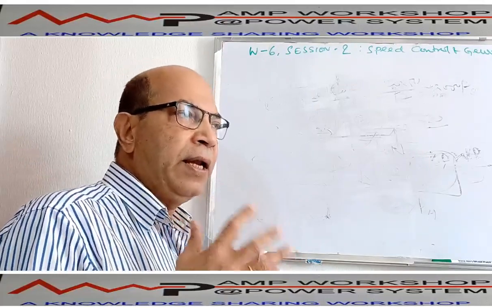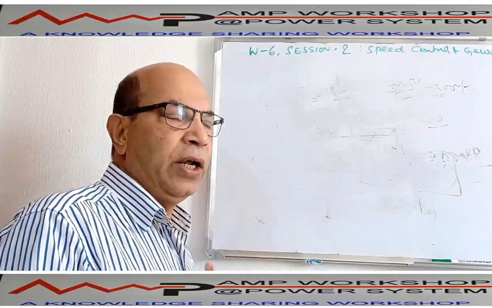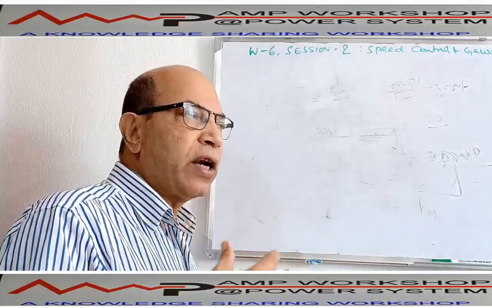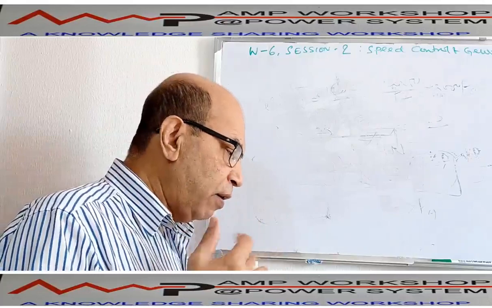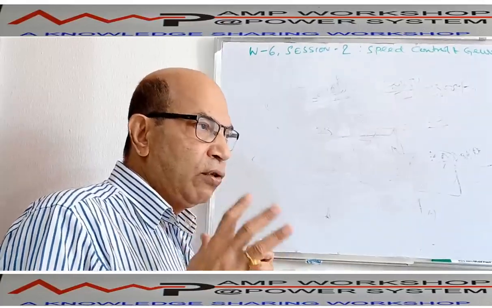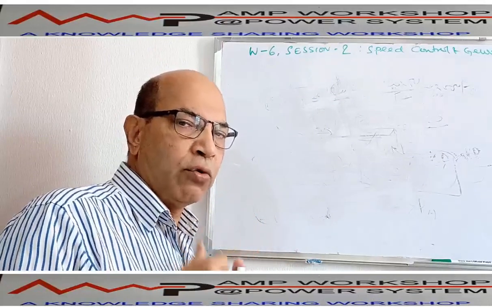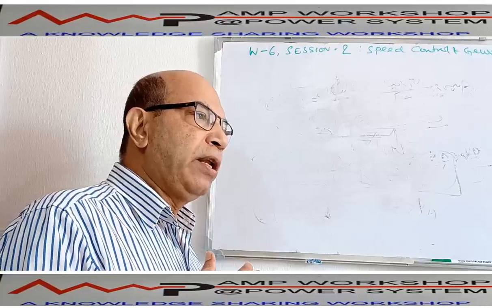The governor is an electromechanical device which tries to maintain the constant speed of the machine, or the constant frequency of the output voltage of the generator. That is what we call the governor. Now, how does this governor or speed controller work? If we try to explain it, we can explain it in a better way.